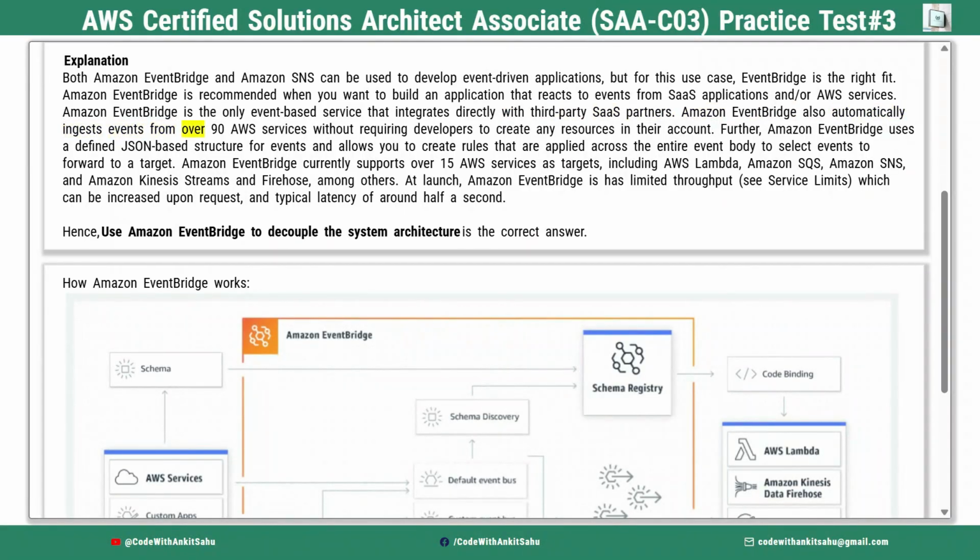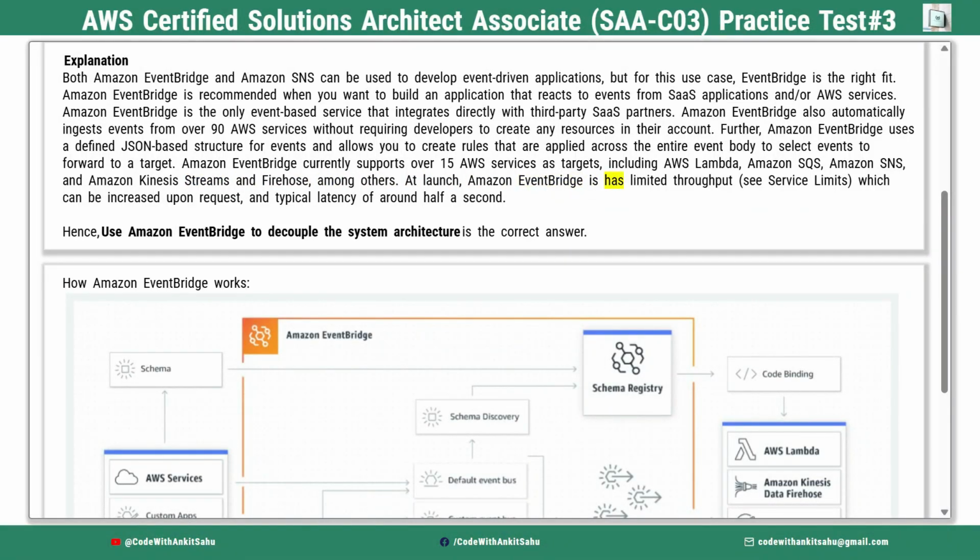Amazon Event Bridge also automatically ingests events from over 90 AWS services without requiring developers to create any resources in their account. Further, Amazon Event Bridge uses a defined JSON-based structure for events and allows you to create rules that are applied across the entire event body to select events to forward to a target. Amazon Event Bridge currently supports over 15 AWS services as targets, including AWS Lambda, Amazon SQS, Amazon SNS, and Amazon Kinesis Streams and Firehose, among others.